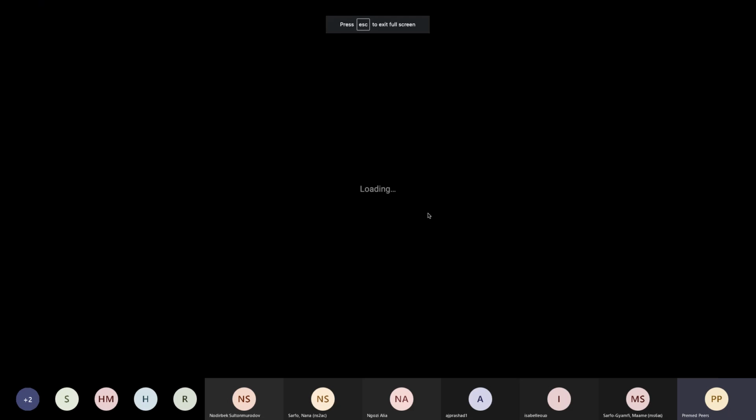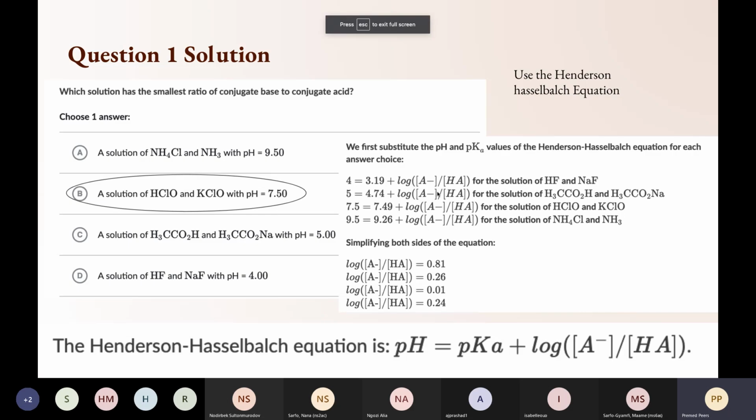Oh, sorry, let me go full screen. Yeah, but this is the ratio of the base to the acid, and this is how you can know. And then you just subtract the pKa from the pH, and that leaves you with the ratio.